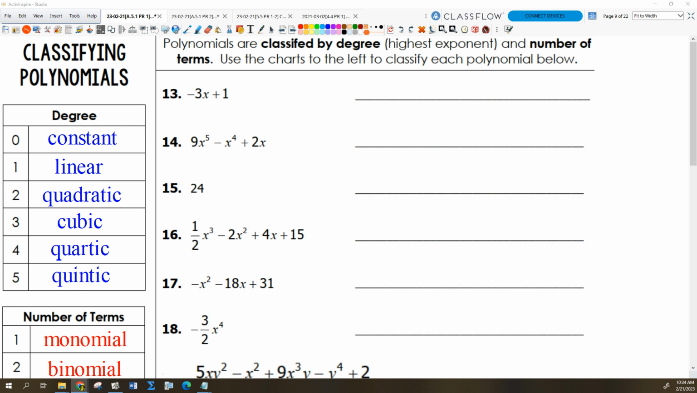Okay, so let's name each of these. How about that first one? What's the degree going to be, Persephone? It's linear, isn't it? Good. Because it's degree 1, so the first part of the name is linear. What about the number of terms? Binomial. Yep, 2 terms, so it's a binomial. Okay, it's a linear binomial.